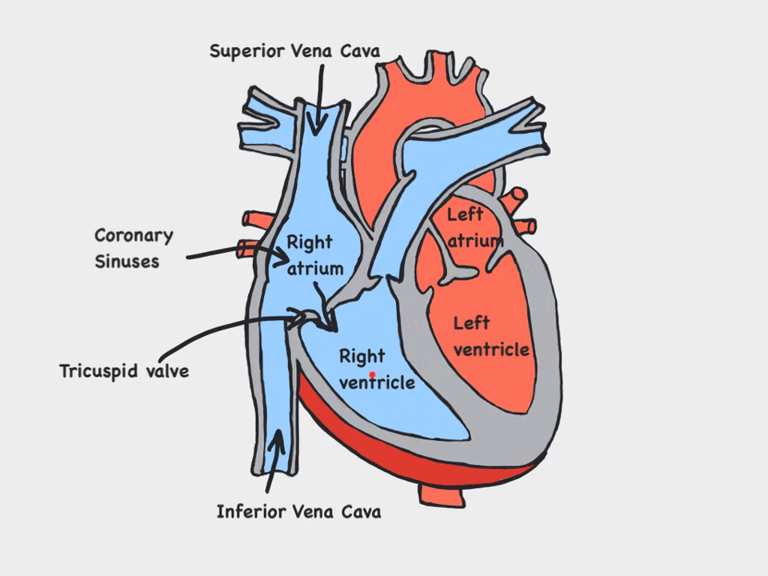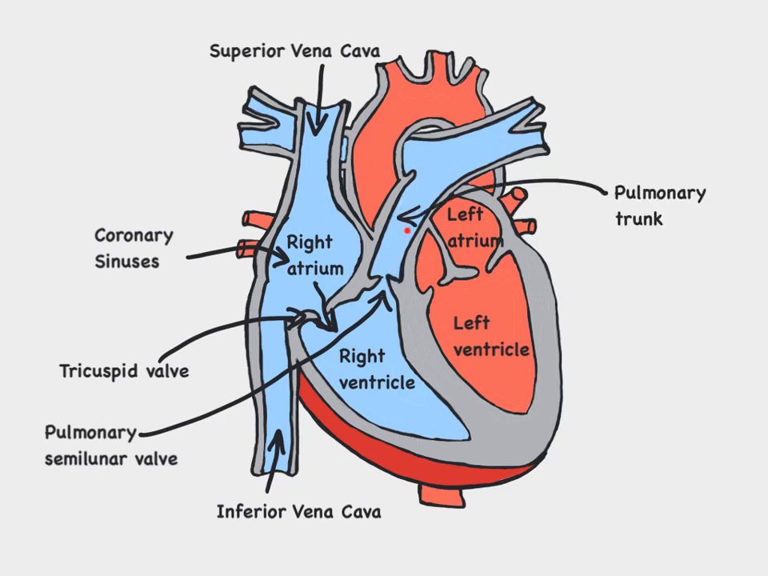From the right ventricle, blood is going to flow through this valve, which is called the pulmonary semilunar valve, and into the pulmonary trunk that is right here. Now the pulmonary trunk is going to branch off into the pulmonary arteries, and this is going to deliver blood to the lungs to be oxygenated.